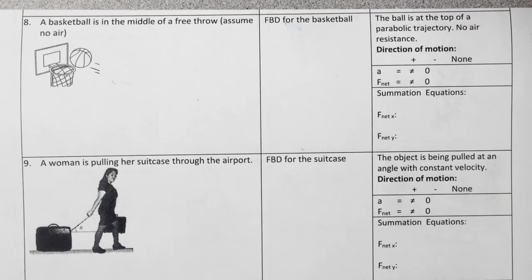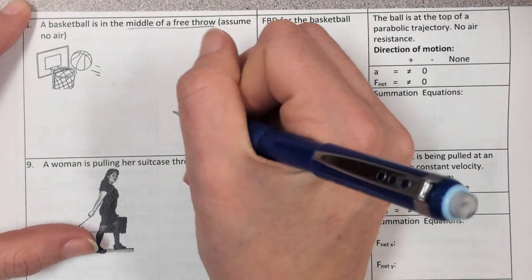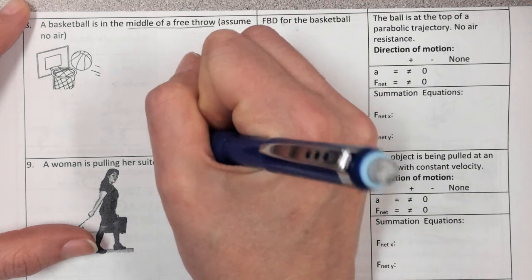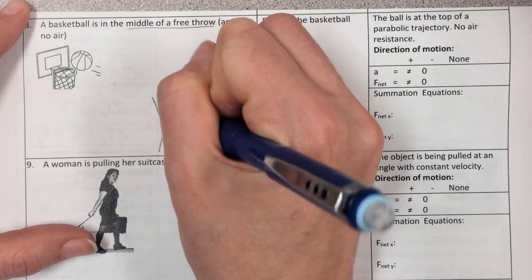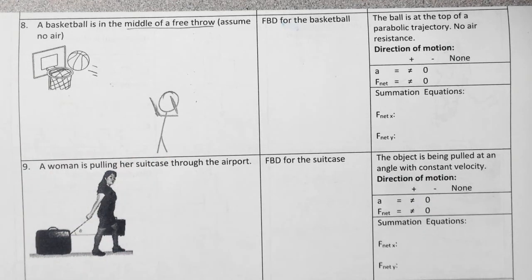Try to do the basketball one. And it does say the basketball is in the middle of the free throw. So that means the basketball player is somewhere over here. He already tossed the ball. He's not touching the ball anymore. And the basketball is not yet touching the basket. So the basketball is in between the basketball player's hands and the basket. It's not touching either one of those.